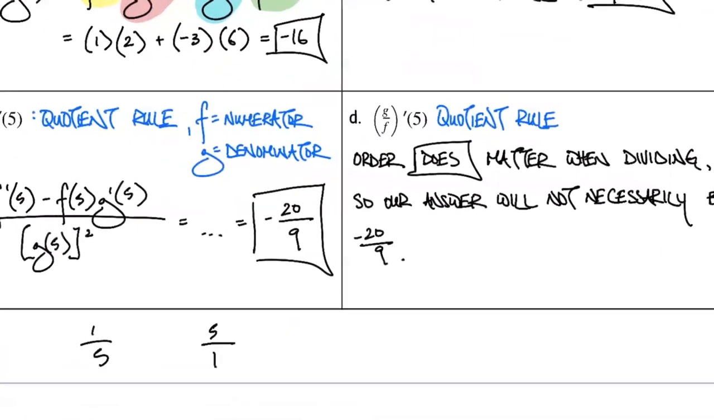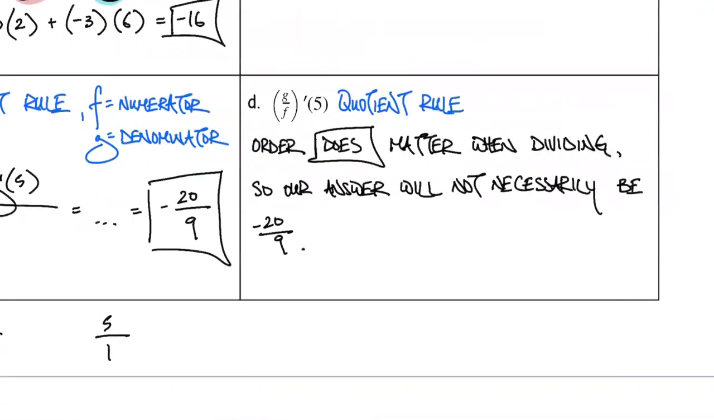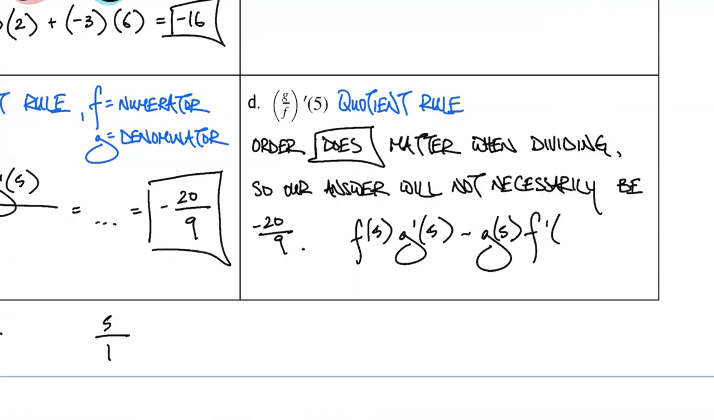And so when we plug things into the quotient rule for this one, we're going to end up with f of 5 times g prime of 5 minus g of 5 times f prime of 5 all over, what's the denominator going to be in this particular fraction? F of 5. F of 5, and we are going to square it.